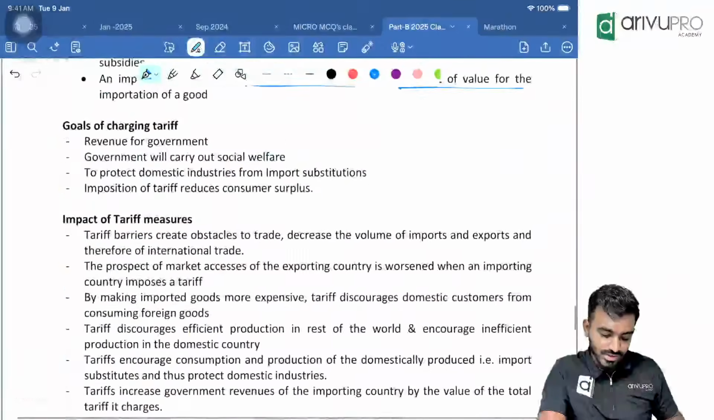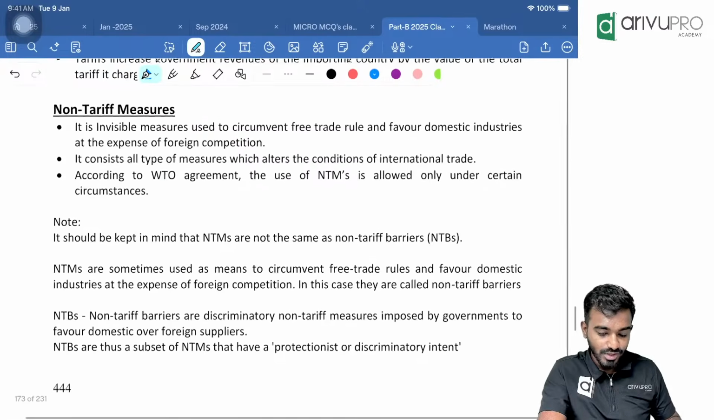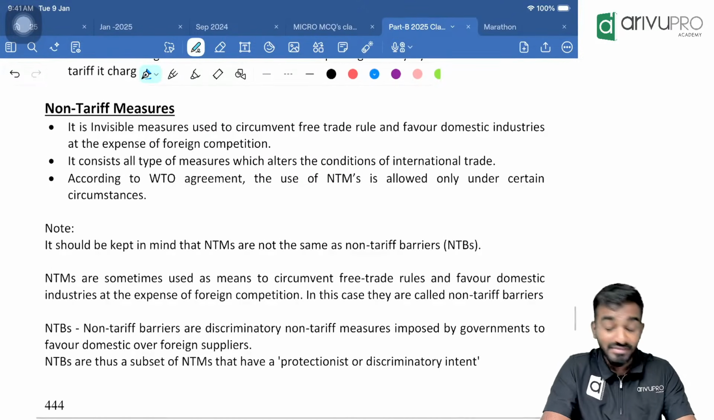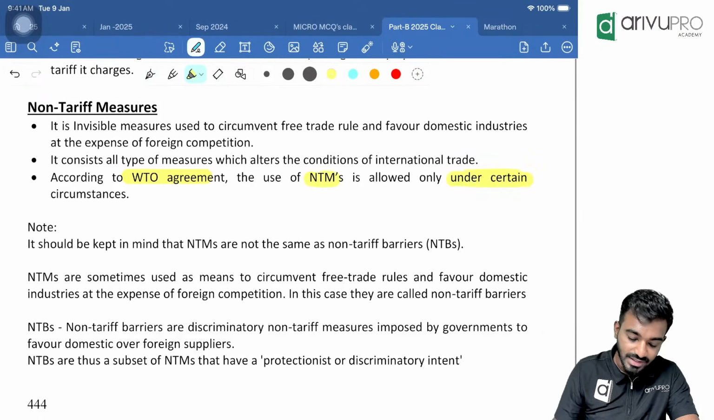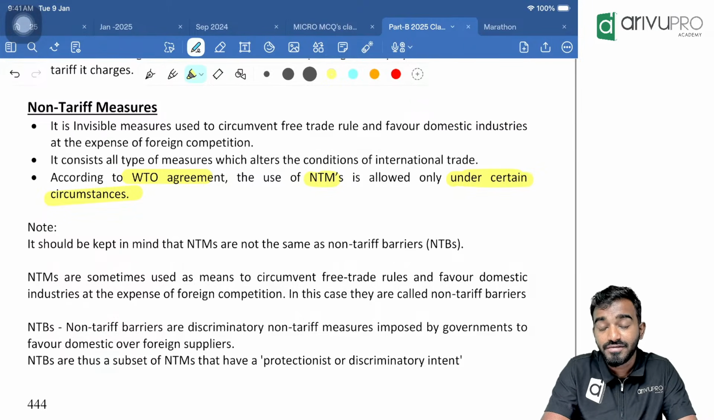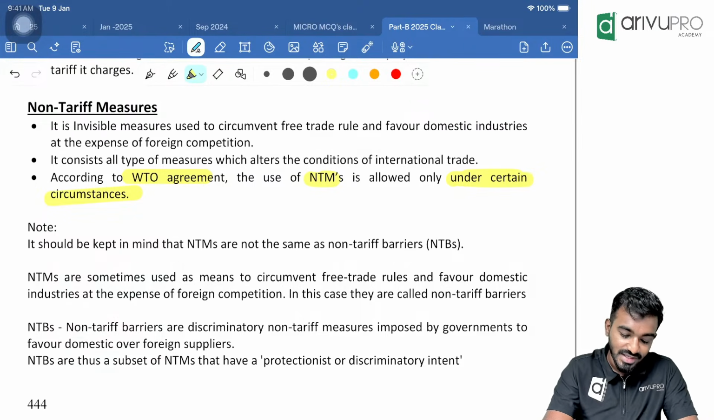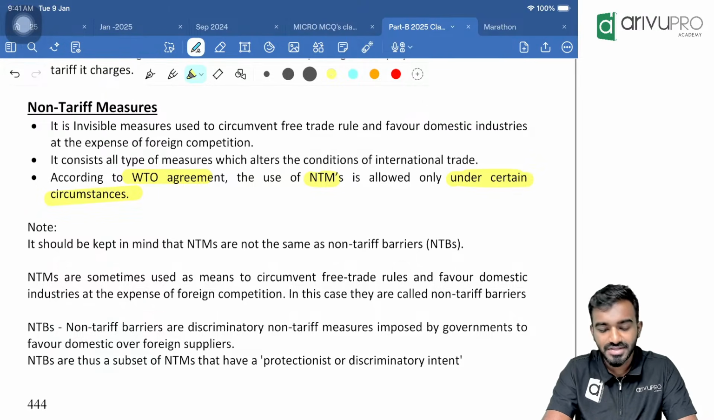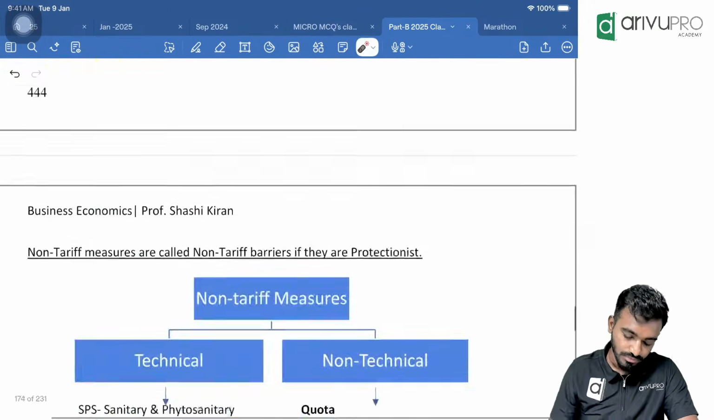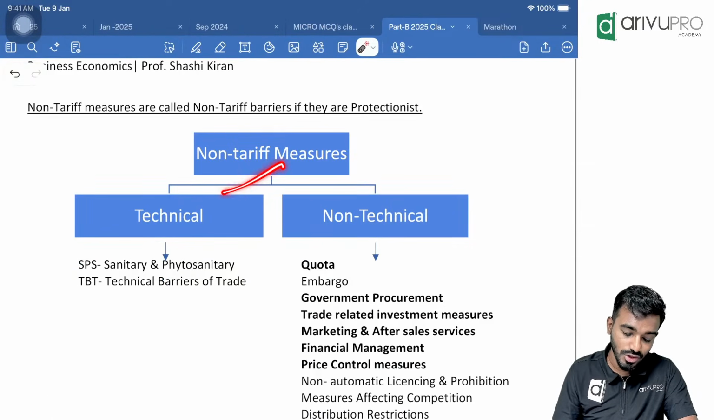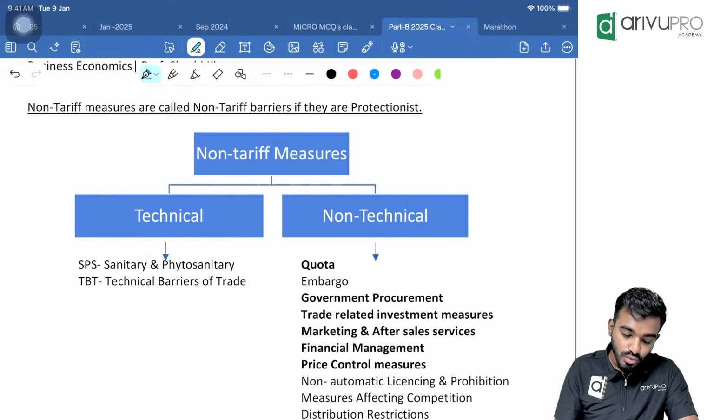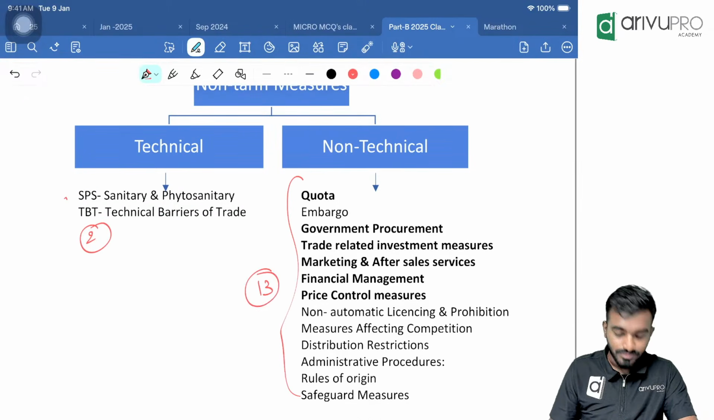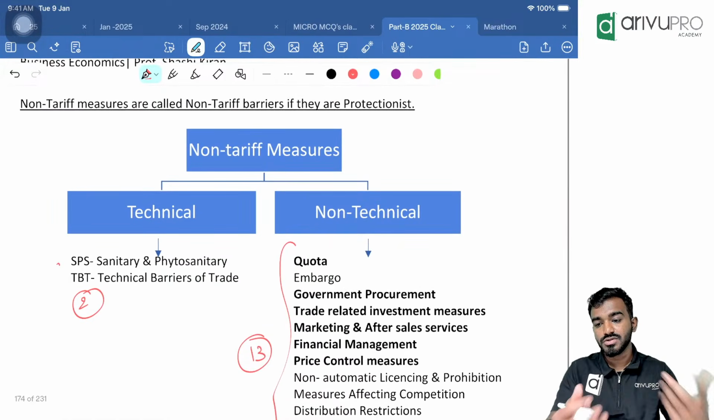So these are visible measures. And next come invisible measures. This is even more interesting. Invisible measures, but every single time we can't use them. See, according to the WTO agreement, non-tariff measures are allowed only under certain circumstances. Not under every circumstance. Only when a certain circumstance arises, like a COVID situation or some emergency, then only can we go with a non-tariff measure. And such non-tariff measures are also of two kinds: technical and non-technical. Under technical, two terms are there: SPS and TBT. And under non-technical, 13 different types are there. Even non-tariff measures are 15 types.